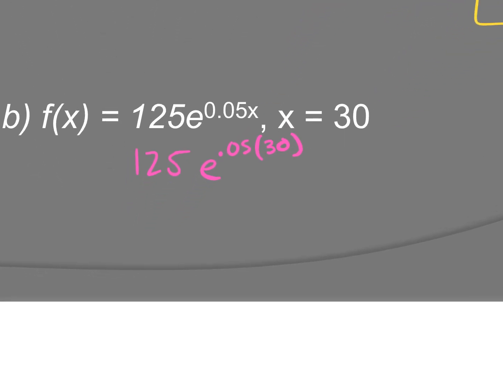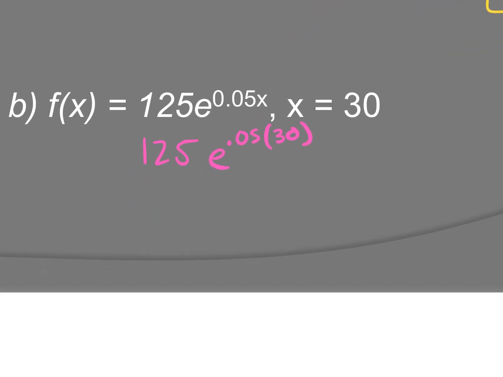Now you can put this all in the calculator at once, but just be careful. I like to do it step by step. So the first thing I would do is evaluate the exponent. So 0.05 times 30 would be 1.5. So I have e to the power of 1.5 times 125. Next thing I want to do is evaluate e to the power of 1.5.